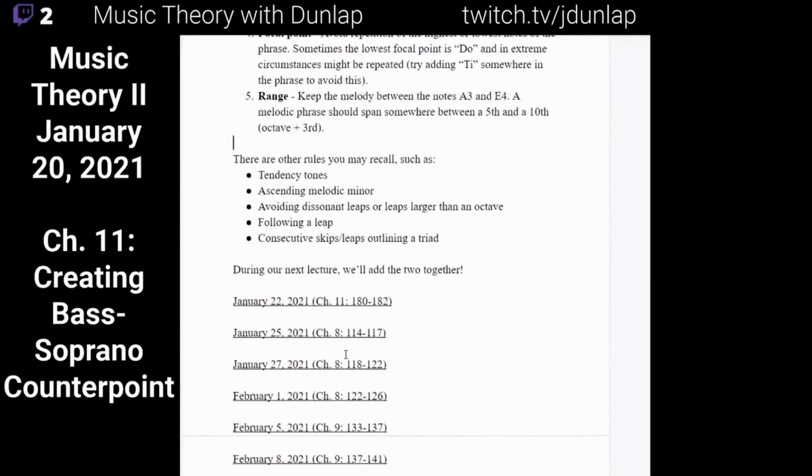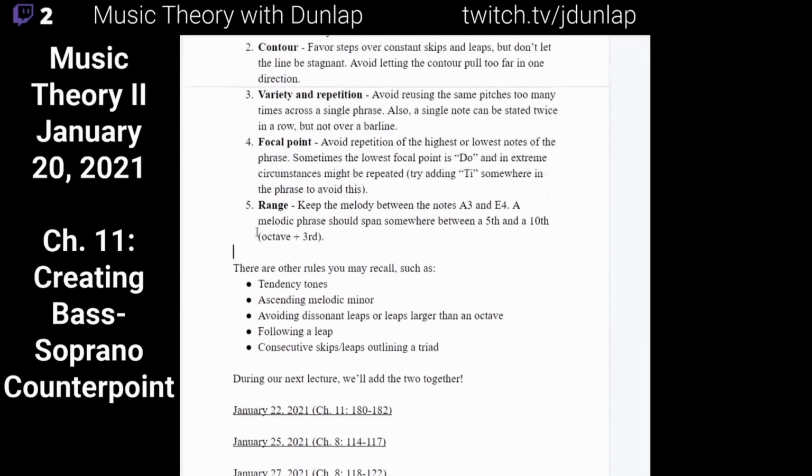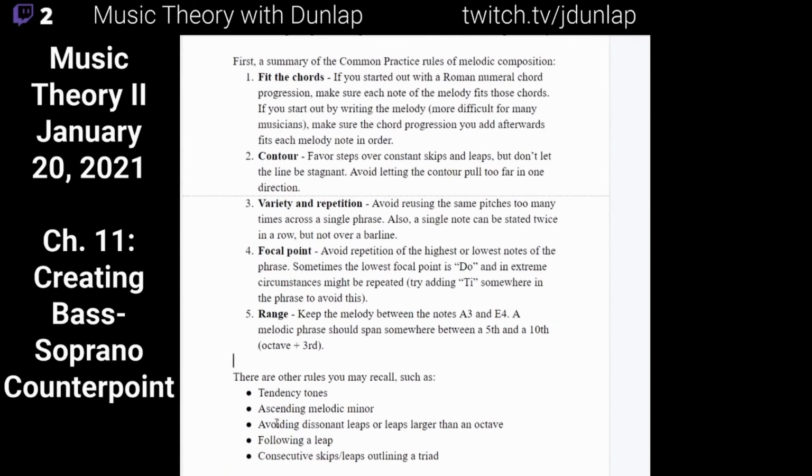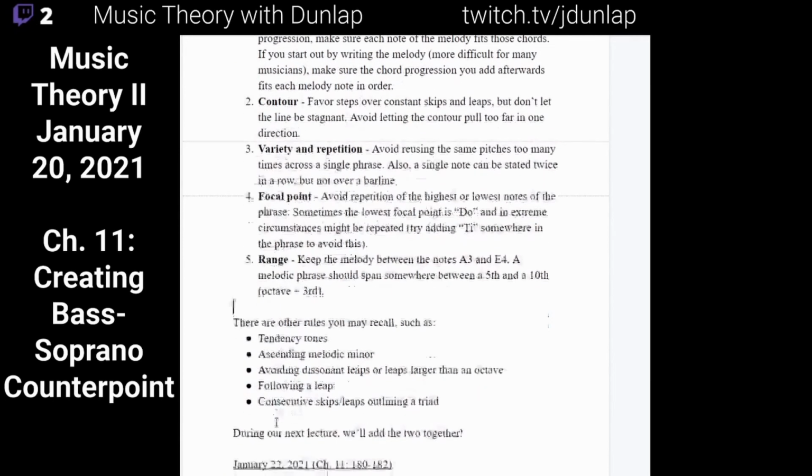There are other rules you might recall, such as tendency tones, ascending melodic minor, avoiding dissonant leaps or leaps larger than an octave, following a leap up by a step in the opposite direction, consecutive skips or leaps outlining a triad. So to give you a little bit more review detail, the tendency tones is leading tones go up to 1, and scale degree 4 goes down to 3.